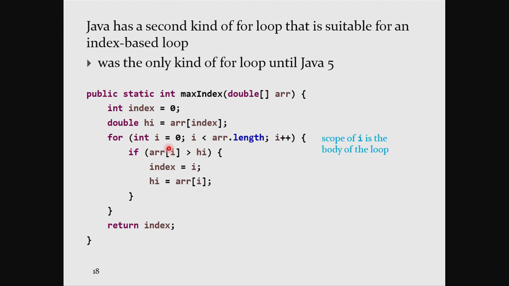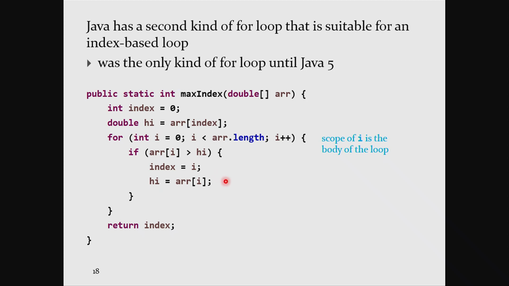Okay, so this one reads: for int i equals 0; i is less than array.length; i++. You need the semicolons here and here. You cannot leave out the semicolons. i is my loop variable, so the scope of i is the body of the loop. Now that I've got my loop variable i, I can use it just like an index. So if array[i] is greater than high, then I found a new largest value. The index of the new largest value is just i, and the value of the new largest value is just array[i].